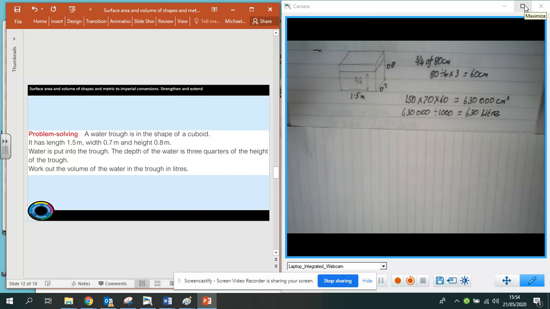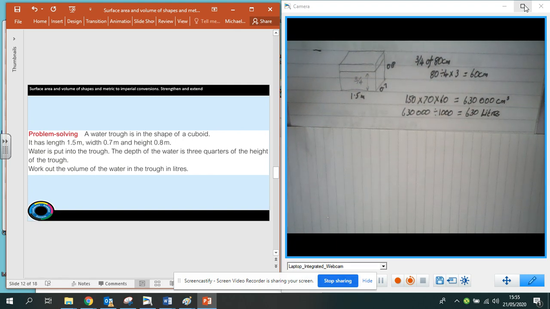Okay, the first thing that I did with this question was I actually drew my trough. So let's go through this now quickly. A water trough is in the shape of a cuboid. It has a length of 1.5 meters. It has a width of 0.7 and a height of 0.8.